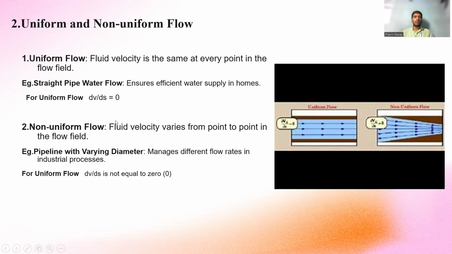The second type is non-uniform flow. Non-uniform flow is exactly opposite to uniform flow, meaning fluid velocity varies from point to point in the flowing fluid. Example: a pipeline with varying diameter. In the second image, you can see that the velocity at the first point is different, at the second point it is different, and at the third point it is different, just because the diameter of the pipe is varying. So for non-uniform flow, dV by ds is not equal to 0.